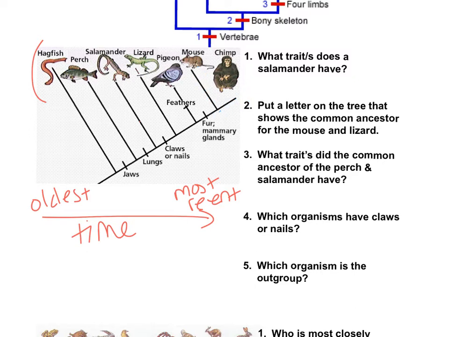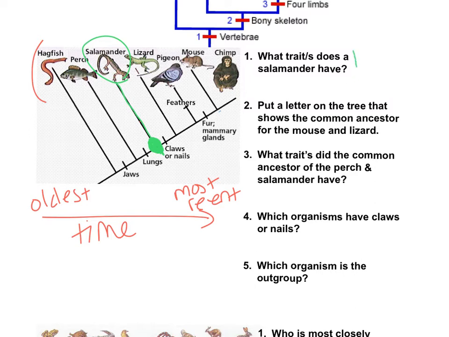We're going to take a look at some questions, and this will be like a tutorial of how to answer them. Question number 1, what traits does a salamander have? To answer questions like those, I'll identify the organism, follow the line down. The ancestor of the salamander lived here at the green dot. The ancestor had all of the traits that evolved before it. So every organism has the traits that came before it.